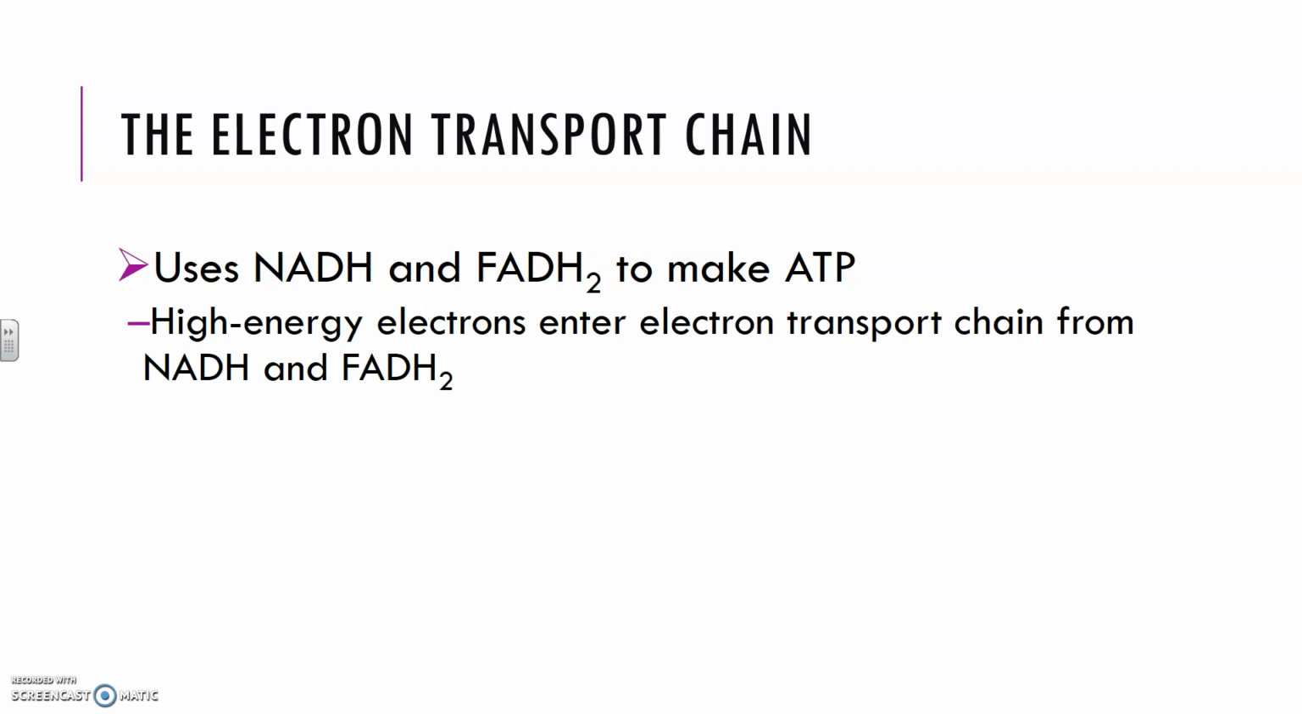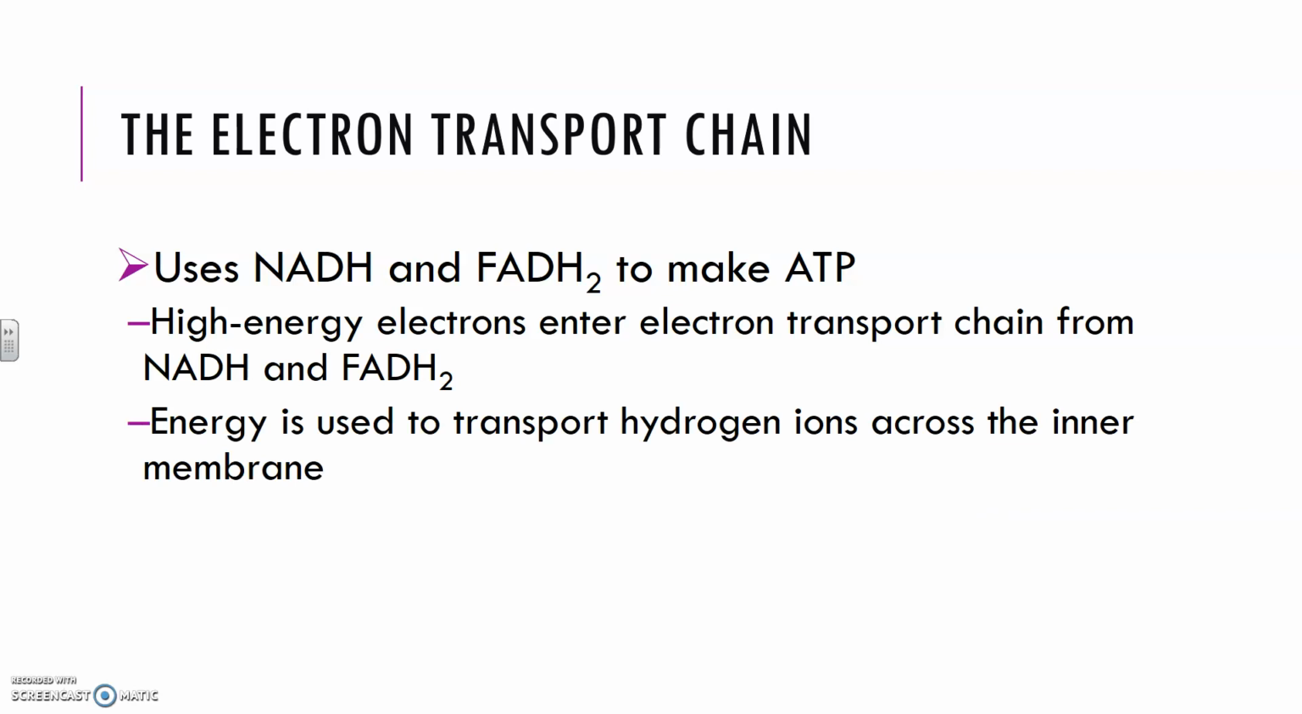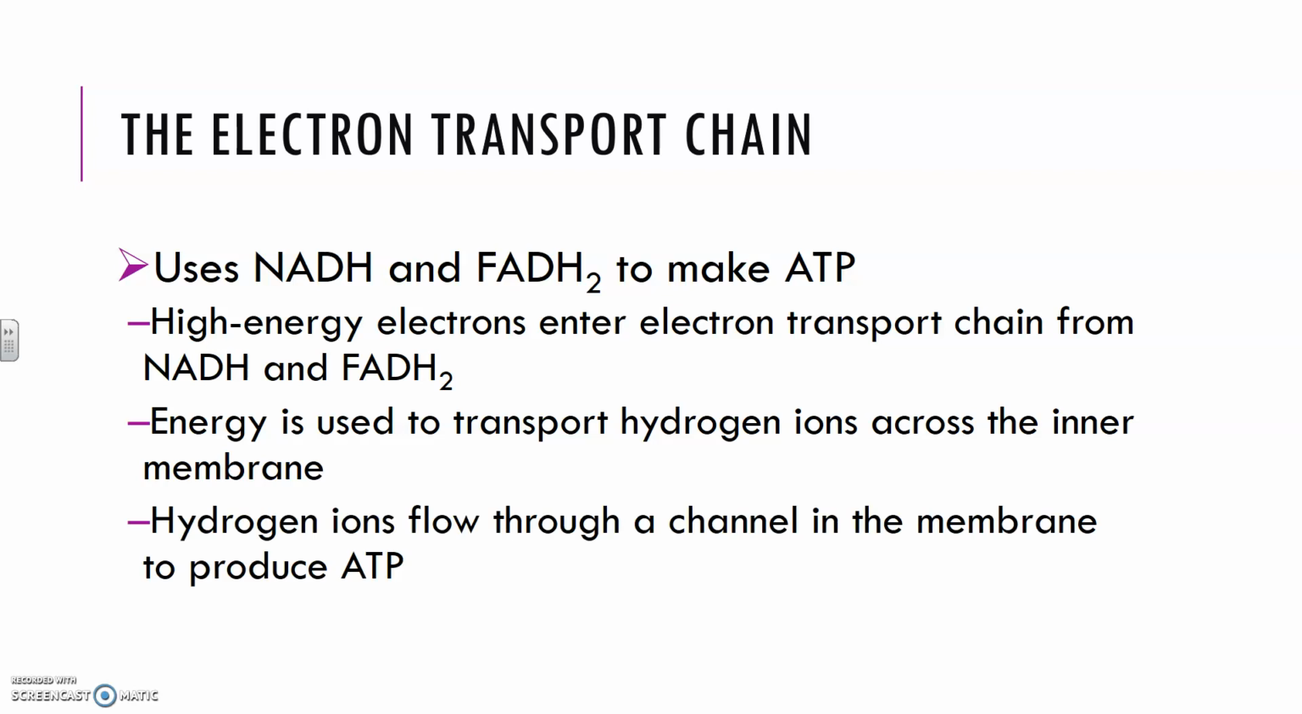So these, again, are your high-energy compounds, or basically they are transport mechanisms, vessels, for these high-energy electrons that are going to enter the electron transport chain. So this energy is again going to be used to transport hydrogen ions across the inner membrane. And that's going to be against the hydrogen ions concentration gradient. So it does use that energy in order to do this transportation. And then the hydrogen ions are eventually going to find their way to an ATP synthase, flow through it, which is going to be in the membrane, and that's going to produce the ATP.